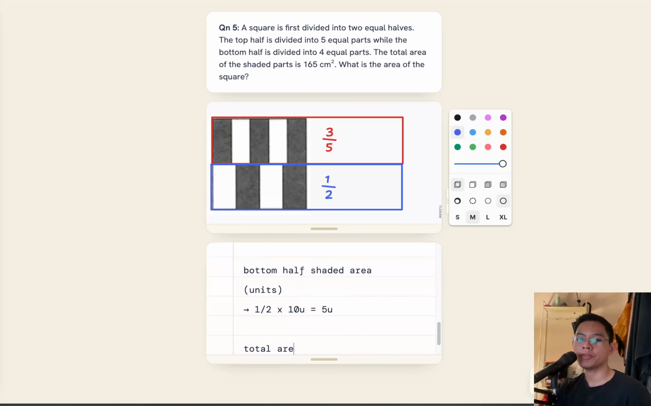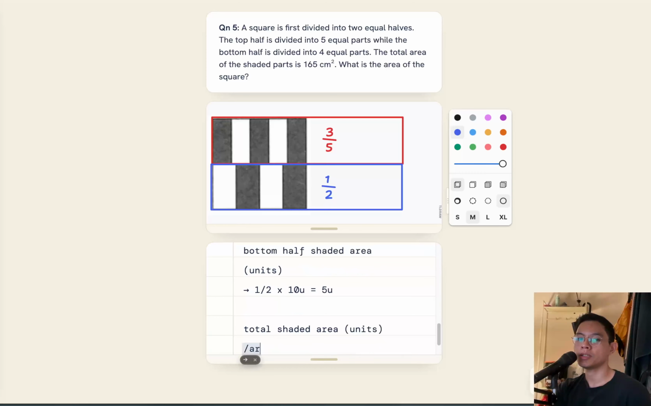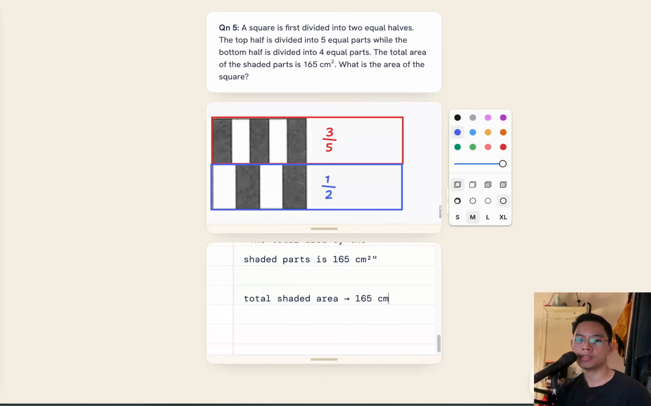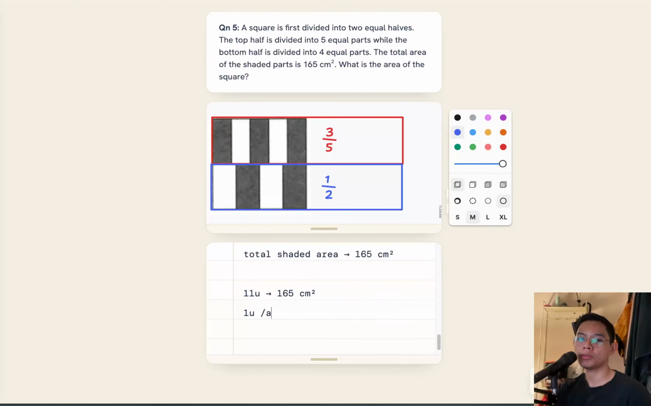So the total shaded area in terms of units would be equal to 6 plus 5, equal to 11 units. And we know the total shaded area from the question is equal to 165 centimeters squared. So that means 11 units is equal to 165 centimeters squared. 1 unit would then be 165 divided by 11, which is 15 centimeters squared.